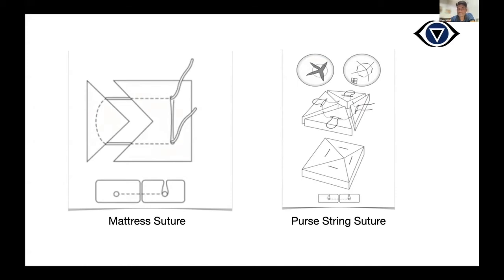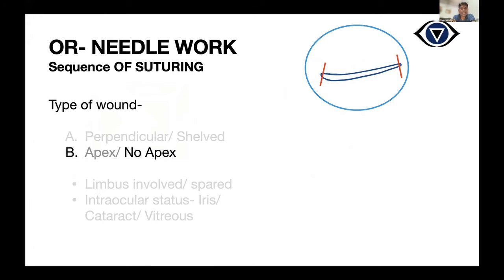These stellate wounds are really challenging. Sometimes any kind of suture is difficult, and you might need to use some cyanoacrylate glue as well. Again, you need to ensure with these kinds of wounds whether there's tissue loss or not. Any tissue loss is very difficult to suture. So whenever you are having difficulty, just check if there is any tissue loss as well. Next, perpendicular and shelved we have discussed, apex we have discussed.